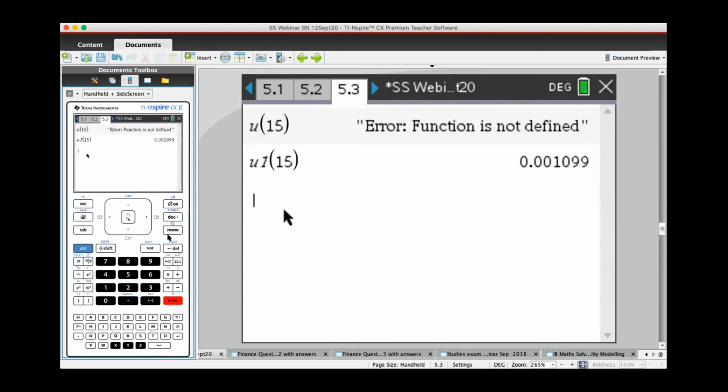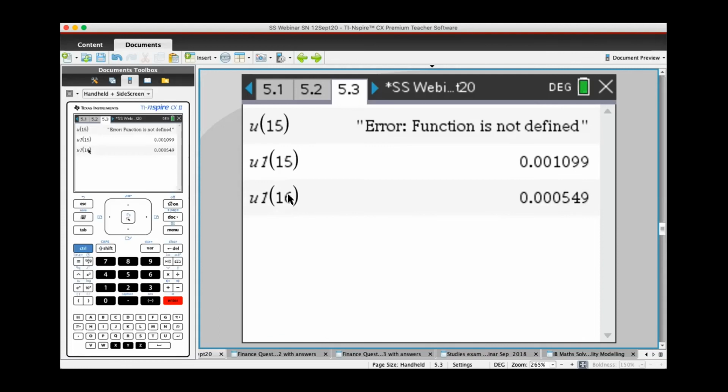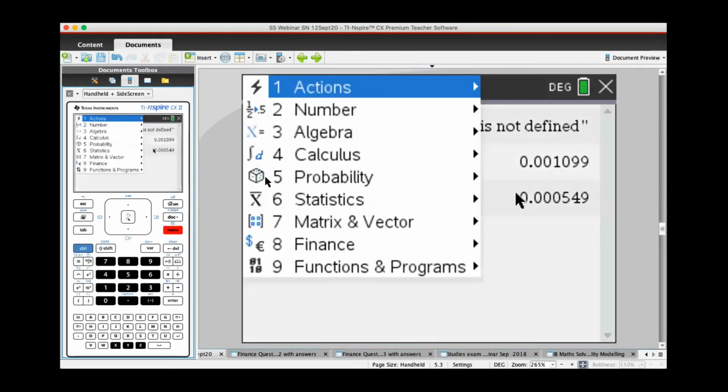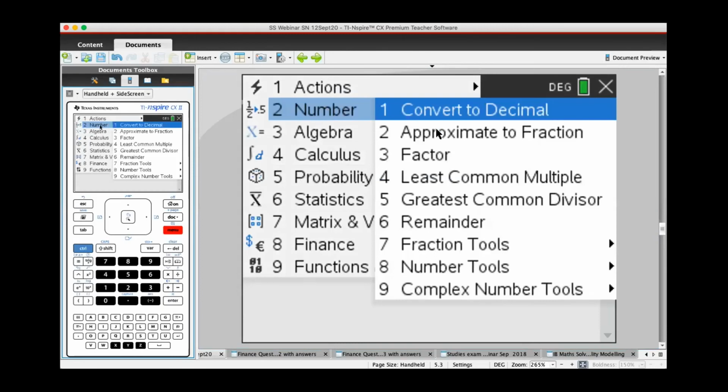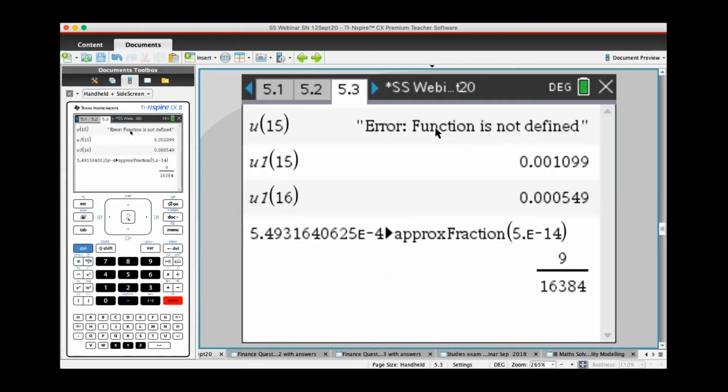What I can do, I don't have to type, I can click here, press enter, just change this value to 16 and press enter. Right? Now, if you want it to be changed to a fraction, let's see if we can do that. You go to menu, you go to number, you say approximate to fraction, and you press enter, and this is approximated to a fraction. All right.